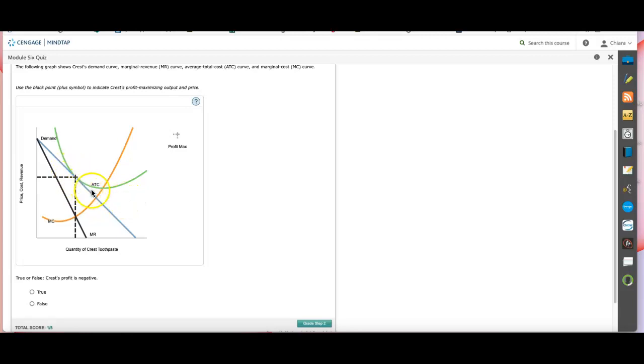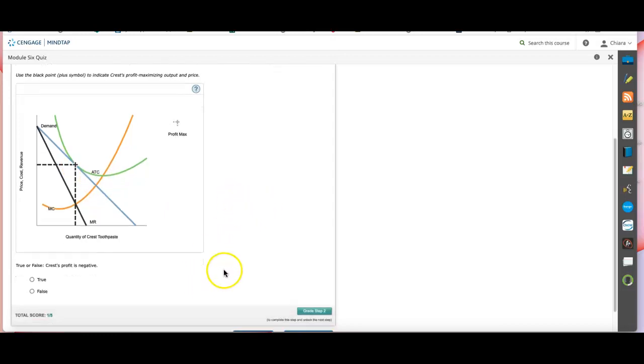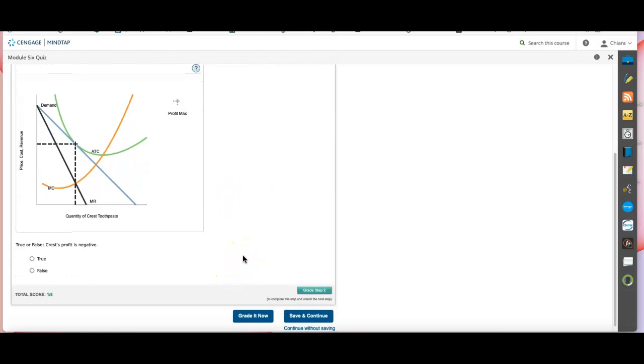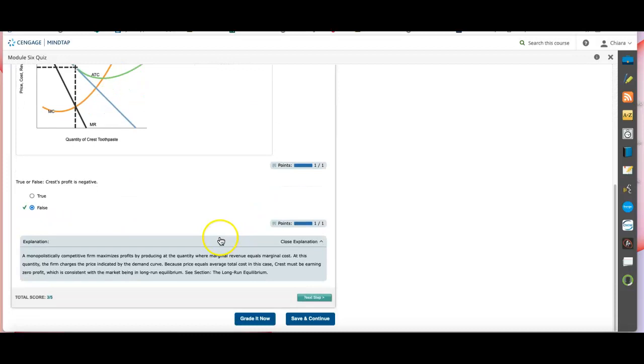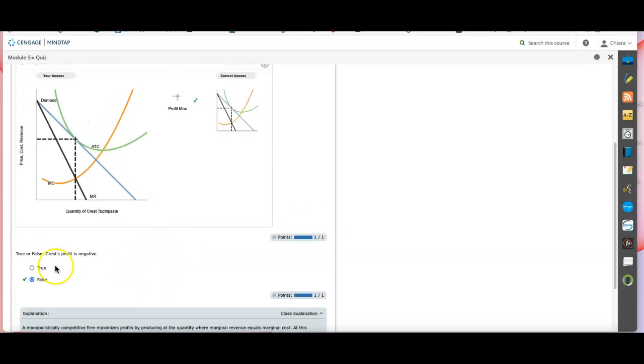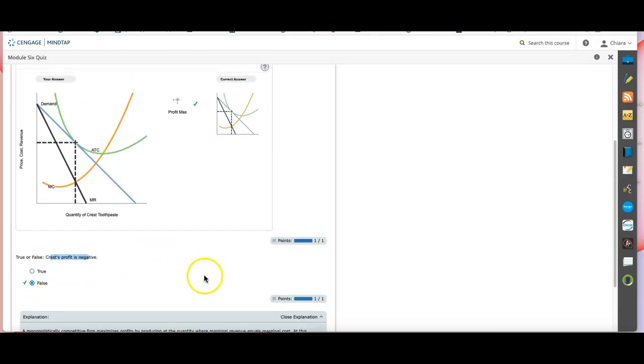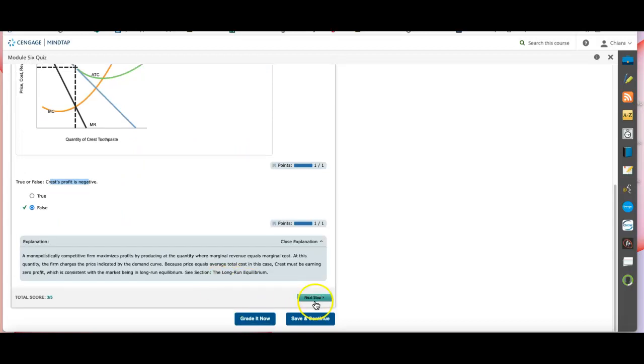At this point on the demand curve, the price equals the average total cost curve. Now we know if the price is equal to the average total cost, what does it mean? It means that the profit is 0. It's not negative, it's not positive. So true or false, Crest's profit is negative. It's false because the profit is 0. So let's grade it. And that was correct. It was false. Let's go to the next step. And maybe your question is posed differently, so your answer could be true. So pay attention to how the question is worded, because sometimes they change it just to randomize the question.